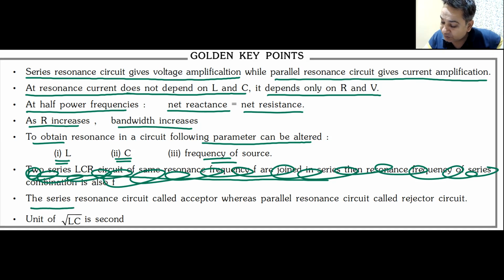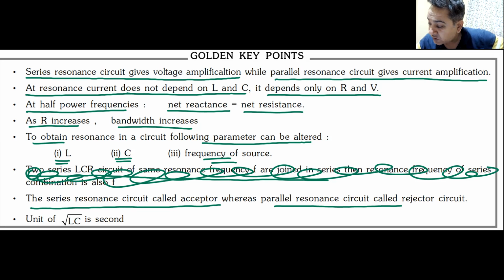The series resonance circuit is called acceptor. 4-mark question. Parallel is called rejector. 4-mark question. The unit of root over LC is second. 4-mark question. So we'll note down whatever I have underlined. You'll get 2 minutes for this.